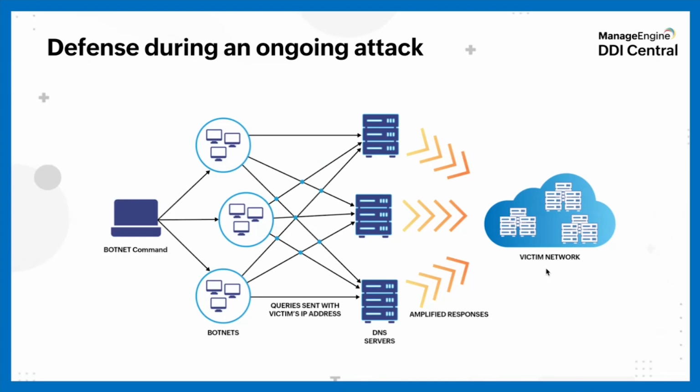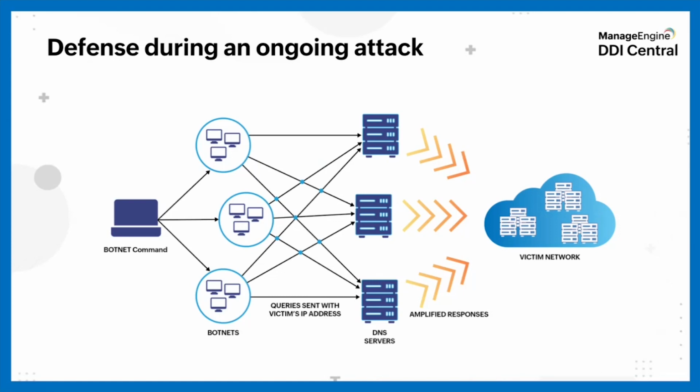It keeps sending instructions to compromised endpoints called botnets. These botnets then execute the attack by sending malicious queries to the DNS servers using the IP address of the victim. This is known as IP spoofing. The DNS servers in your campus network, unaware of the deception, respond to these queries. However, due to the nature of the attack, these responses are not just simple replies. They are massively amplified, meaning a small query triggers a large response.